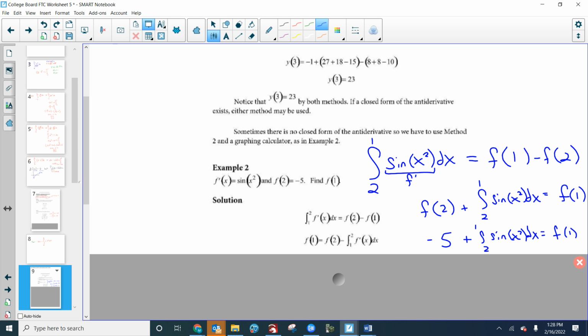You would type that in your calculator, and it would give you the correct answer. It doesn't know the antiderivative, but it will give you the correct answer. Now, they solved it the other way. They went from 1 to 2. Ty, I think you're good. If you set it up this way and you do it correctly, you're going to get the right answer.